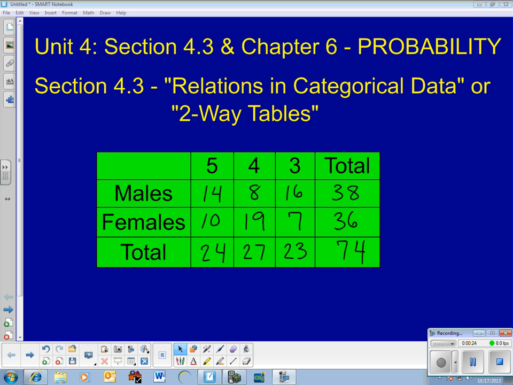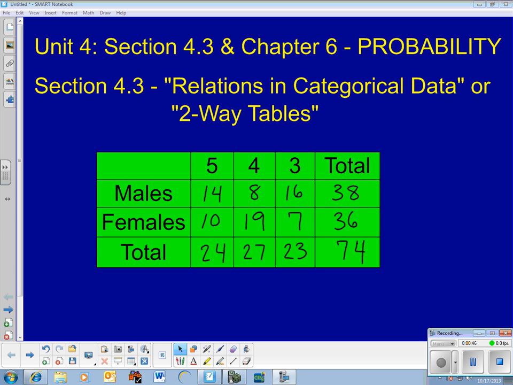The reason that we skipped over 4.3 earlier, and we're doing it now, is a lot of the time the data is presented in a table like this. It's called a two-way table. 4.3 is actually called relations in categorical data, but basically it's about data expressed in this way. A two-way table is a table like this, as you can see, and it compares two categorical variables.